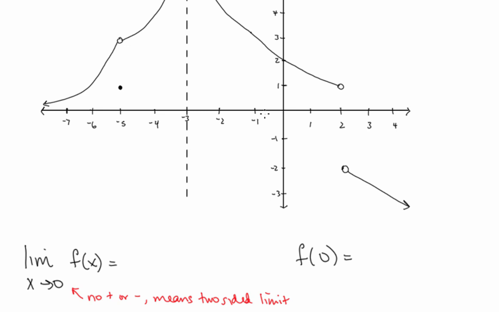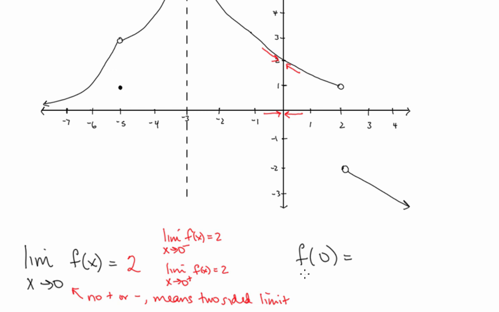As the x values approach 0 from the left, their corresponding y values approach 2. As x approaches 0 from the right, the corresponding y values also approach 2. So this limit is equal to 2. Here we have the limit as x goes to 0 from the left of f of x is equal to 2, and the limit as x goes to 0 from the right of f of x is equal to 2.